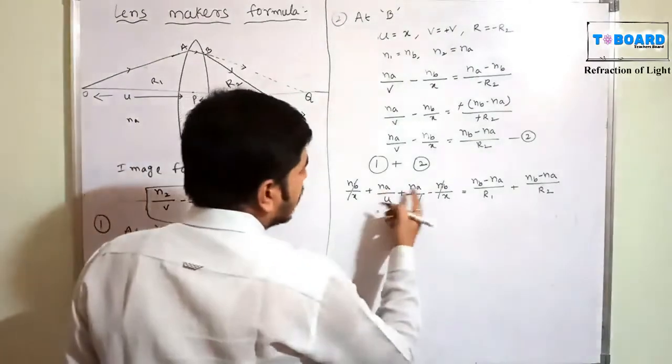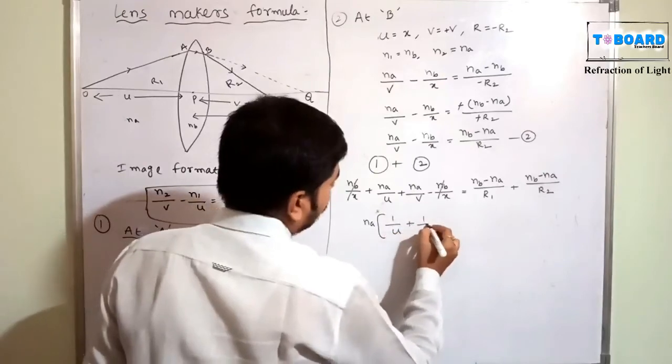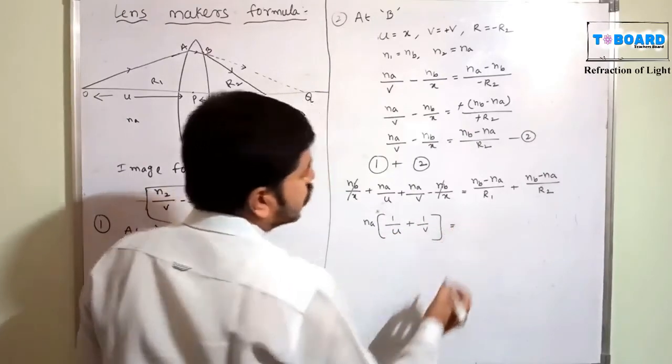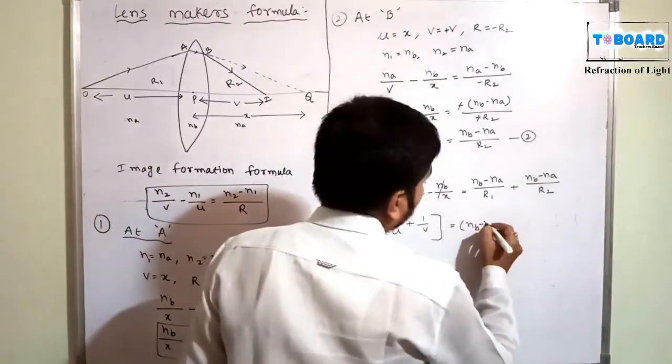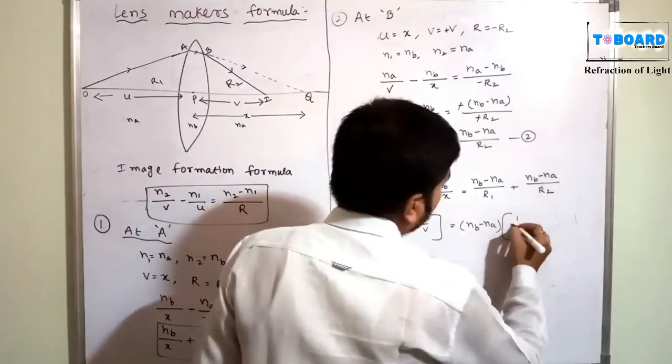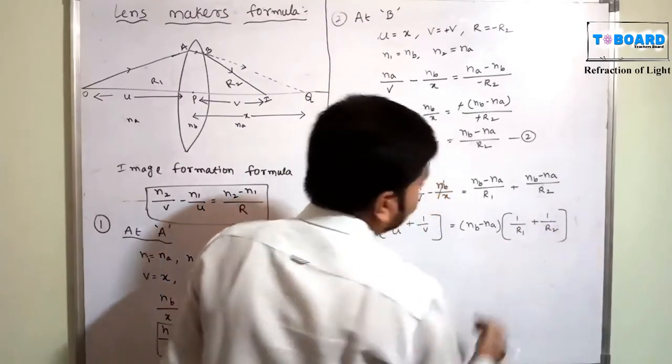Here NA is common. NA is common in 1 by u plus 1 by v equals to, what is that? Now NB minus NA is common, so then 1 by R1 plus 1 by R2.